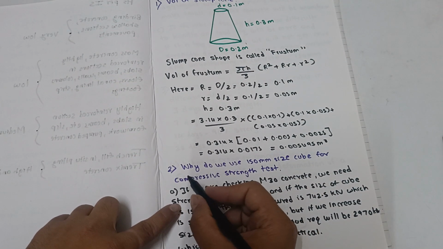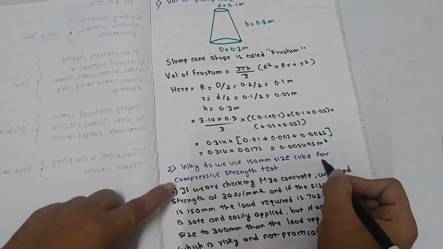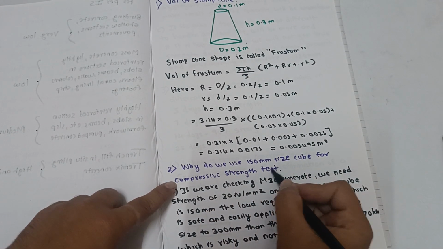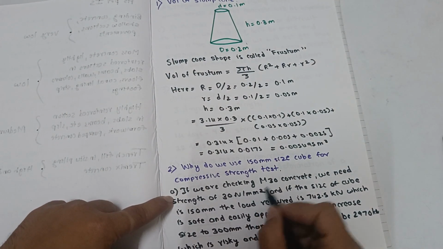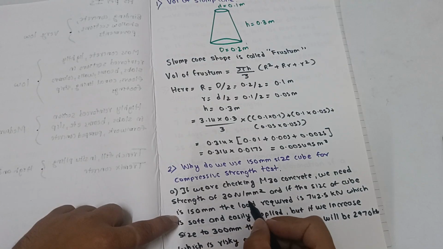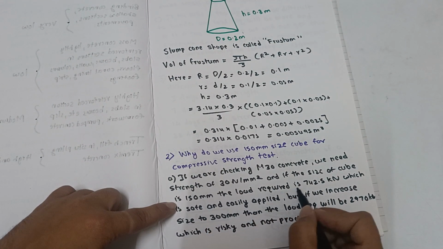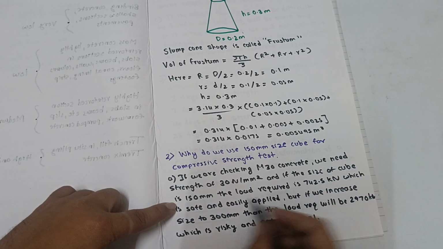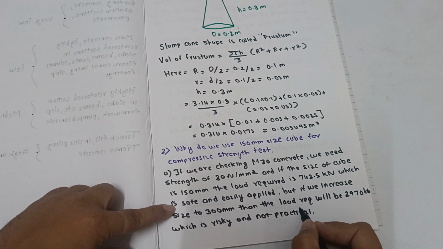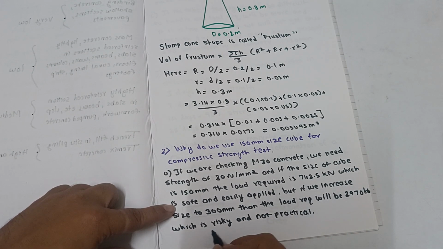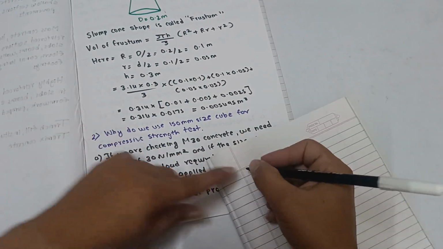Next, we have to calculate why do we use 150 mm size cube for compressive strength test. Here, if you are checking M30 concrete, we need strength of 30 Newton per mm square, and if the size of cube is 150 mm, the load required is 742.5 kilonewton, which is safe and easily applied. But if we increase the size to 300 mm, then the load required will be 2970 kilonewton, which is risky and not practical.